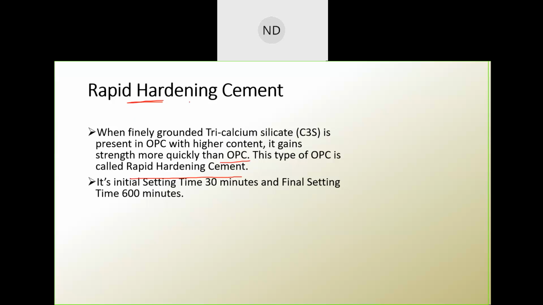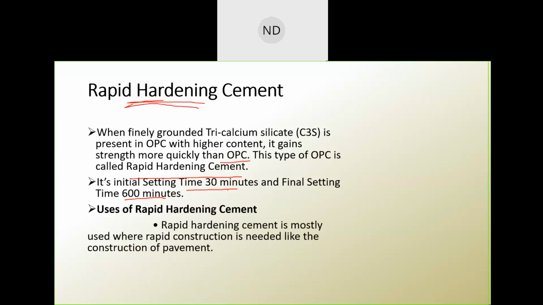When this type of cement comes in contact with water, it hardens fast. That means it gains its strength faster. That's why it is called rapid hardening cement, and its initial setting time is 30 minutes and final setting time is 600 minutes. In 30 minutes only it will harden. Then where is this rapid hardening cement used?